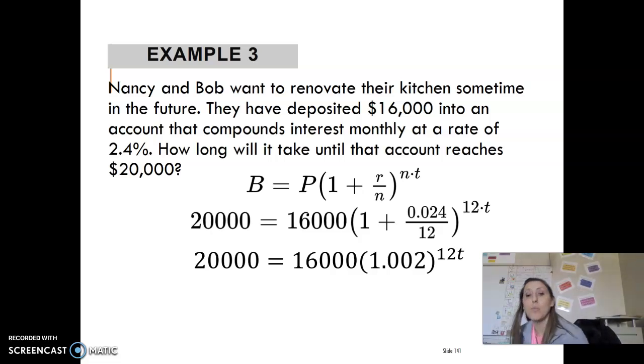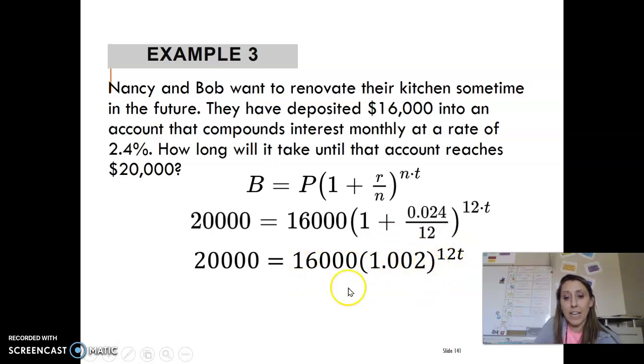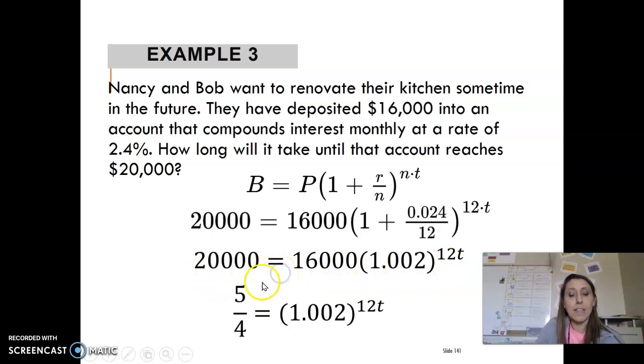So we want to get the 1.002 to the 2t, all of that by itself. So we're going to divide both sides by 16,000. And then that will get us 5 over 4. We can type that in our calculator and we'll get 1.25, or we can leave it as 5 over 4.